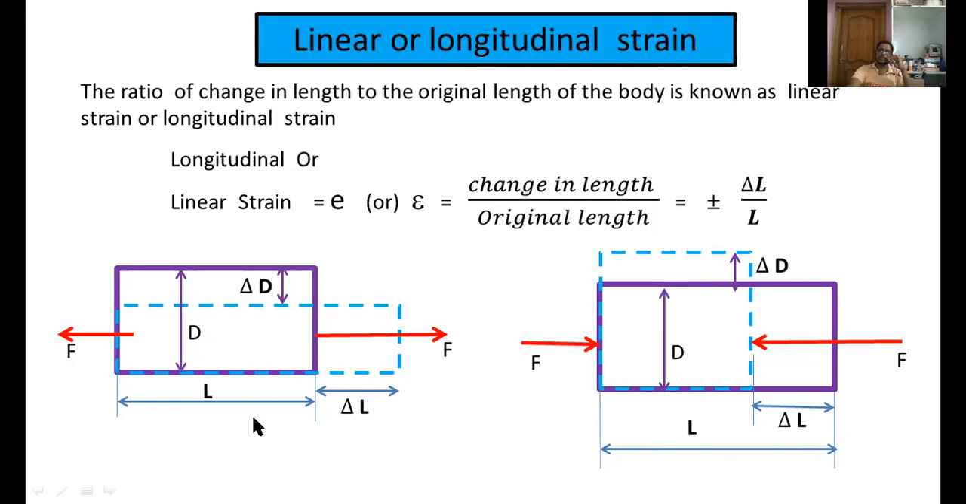Because in tensile loads, the length of the bar increases, so you have to consider positive sign. And when you are applying compressed loads, the length of the bar decreases, so here you have to consider negative sign. This is very important. This is the formula for linear or longitudinal strain.